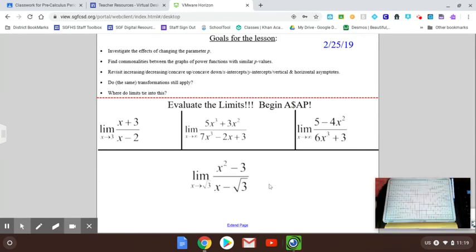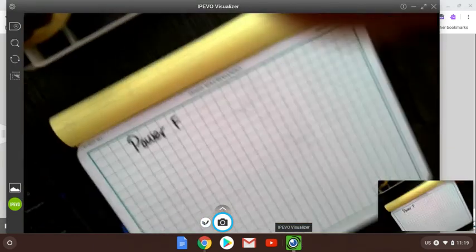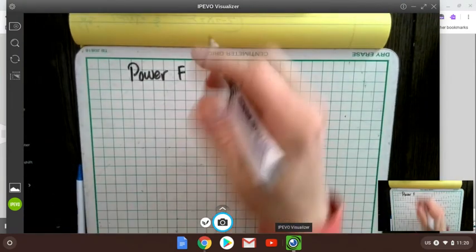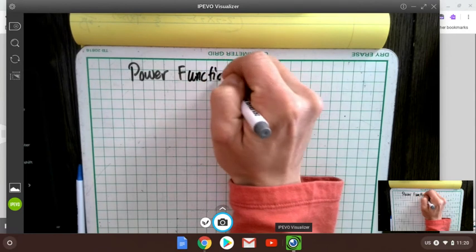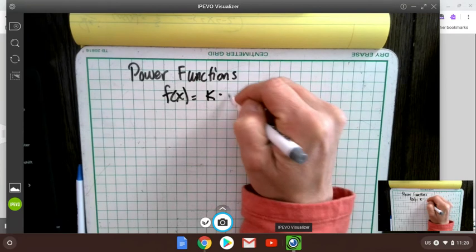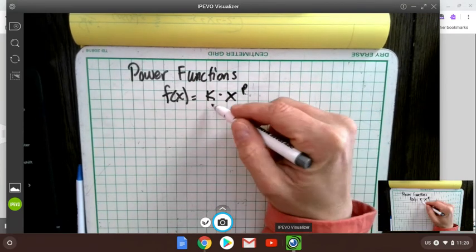The basic gist today, we're going to start a new topic. It's called power functions, one of my favorite things in the entire world. I've got some graph paper here, but power functions you've already seen before. So power functions are of the form f of x equals k times x to the p, where p is a power, k is a constant.